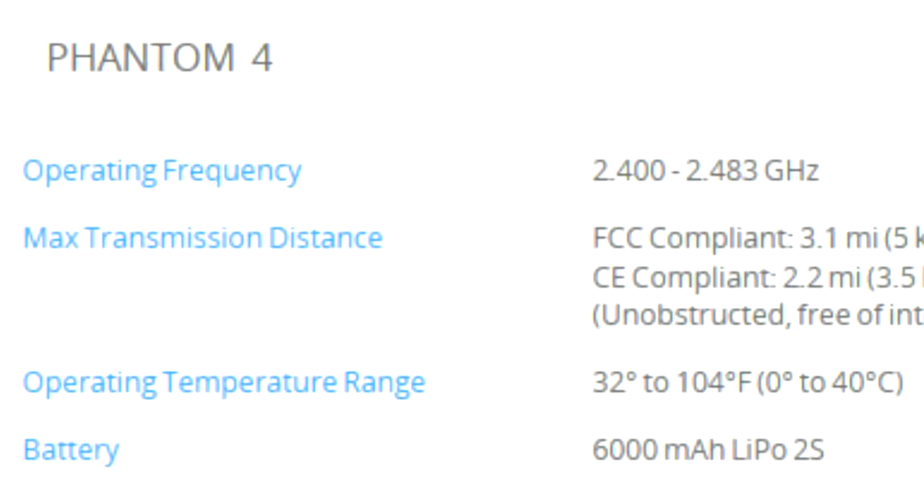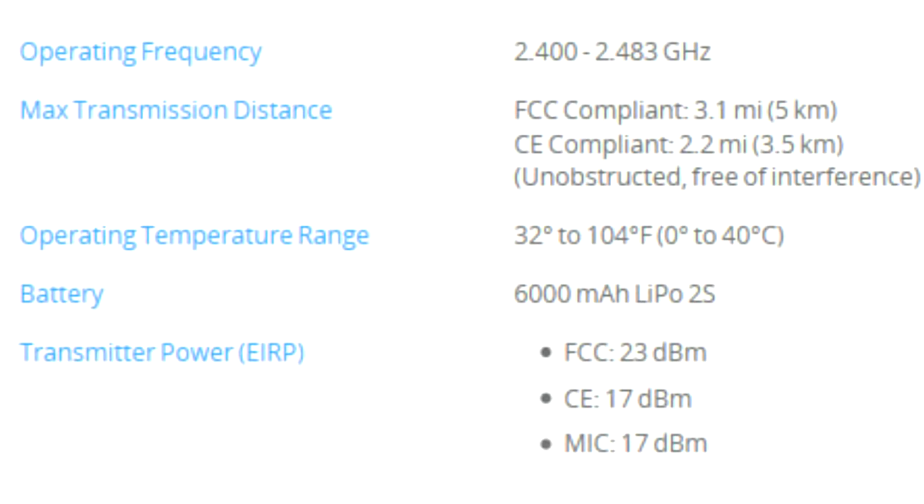The DJI Phantom 4. Operating frequency of 2.4 to 2.483 gigahertz. So that one doesn't even appear to have 5.8 gigahertz at all. Maximum transmission distance, FCC, is 3.1 miles, 5 kilometers. CE, 2.2 miles, 3.5 kilometers.